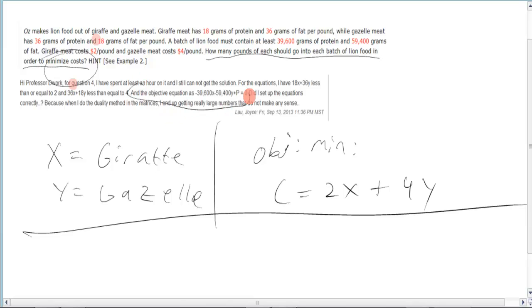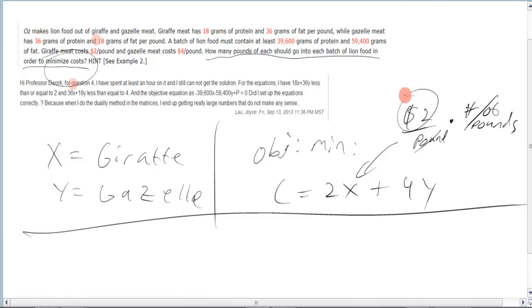You have your objective equation being this. So how is 39,600x, that's grams of protein, how is that related to cost? It's not. So I hope that helps you see why. Our objective is related to cost, so this equation should be money. If you think about the units, this is $2 per pound, and we're multiplying it by x, which is the number of pounds. So when they divide, we'd just be left with the units of dollars. So that's another way of looking at it.